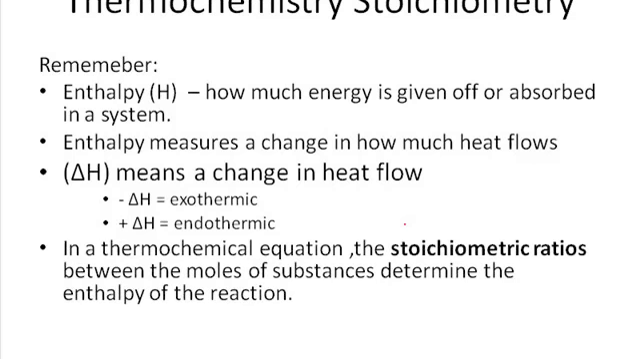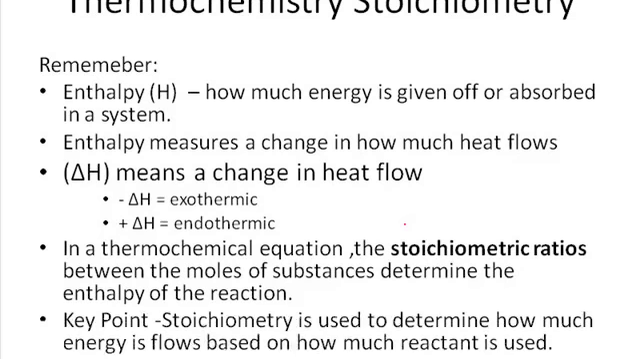In a chemical equation, stoichiometric ratios between the moles of substances determine the enthalpy of the reaction, or how much energy is given off. And the key point, stoichiometry is used to determine how much energy is flowing based on how much reactant is being used.